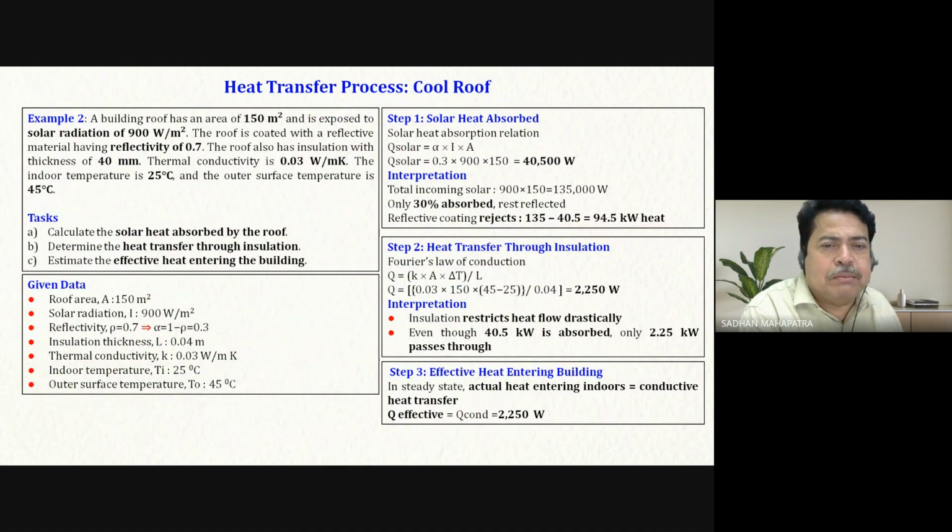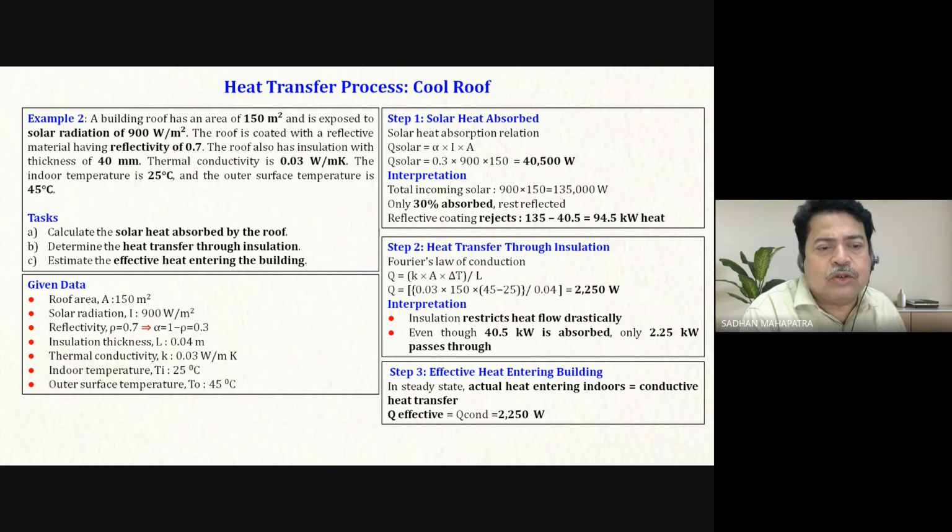Let's look at another example. A building roof has an area of 150 meters square and is exposed to solar radiation of 900 watt per meter square. The roof is coated with a reflective material having a reflectivity of 0.7. The roof also has insulation with a thickness of 40 mm. Thermal conductivity of the insulation material is only 0.03 watt per meter Kelvin. The indoor temperature is kept at 25 degrees centigrade and outdoor surface temperature is 45 degrees centigrade.